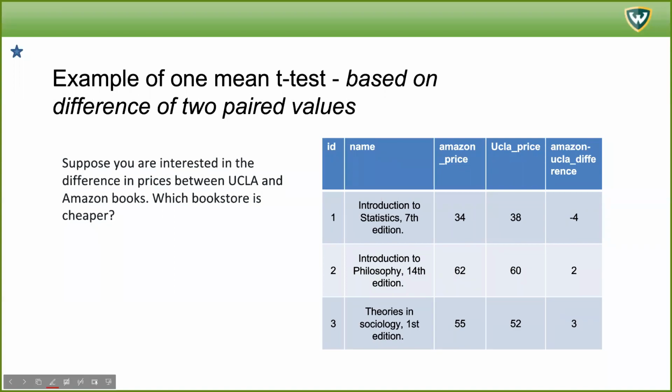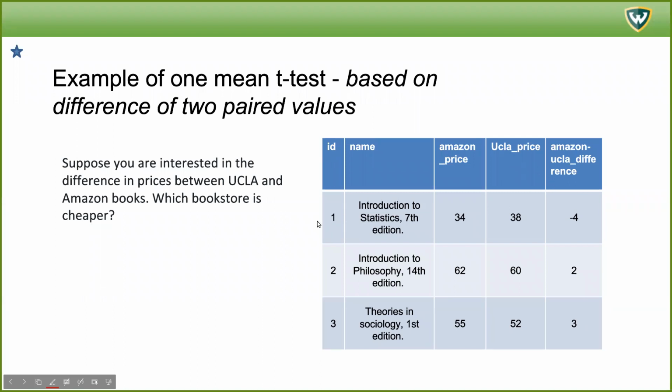Here we're going to focus on an example of the one mean t-test, but based on the difference of two paired values, or mean paired difference. The textbook puts it in a way that is kind of weird, but I'll try to explain what it means. Suppose you're interested in the difference in prices between UCLA and Amazon books. For example, which bookstore is cheaper? Which one has higher values? Which one has lower values? Of course, in general. This is statistics, so everything is in general.